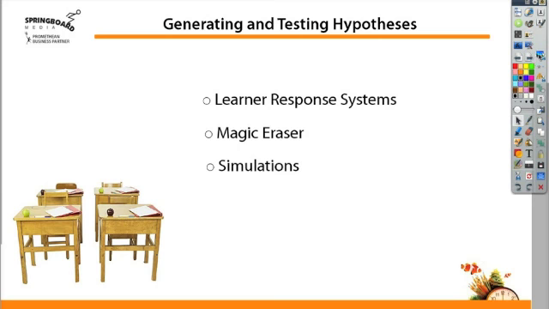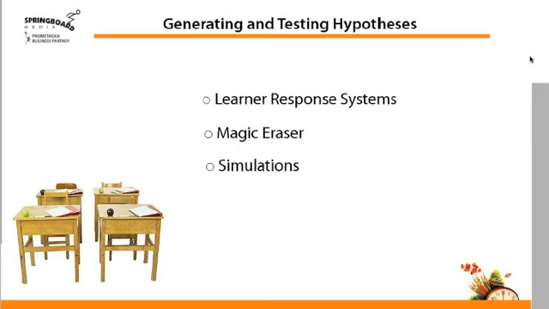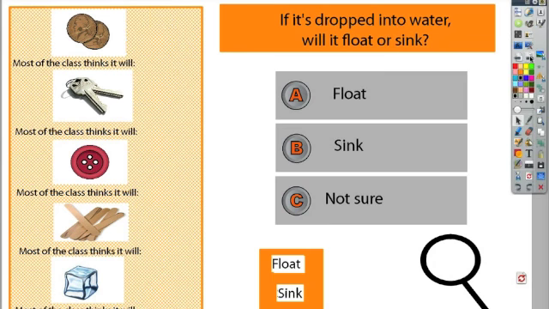Let's take a look at learner response devices and Magic Eraser together. So to create a group hypothesis, you can use your learner response devices to have students vote. In this example, if something would float or sink. You can also use drag copies to create a visual representation of the students' hypothesis. So each of these are set up to be drag copies. So if I click on one and move it over here, there's still more underneath.